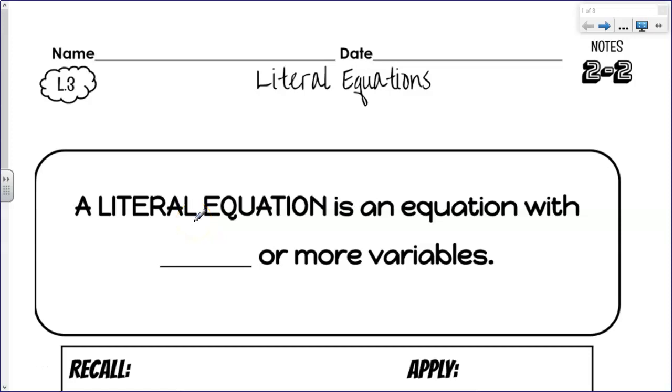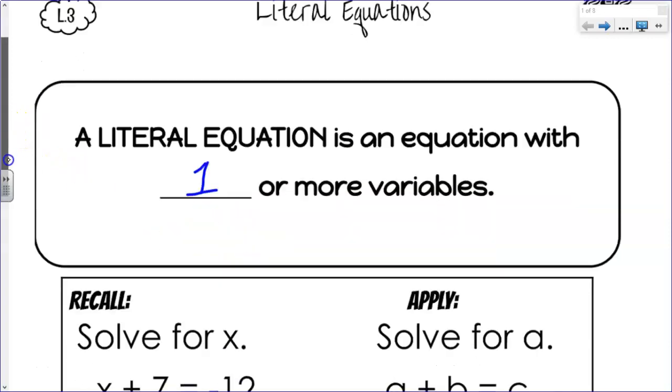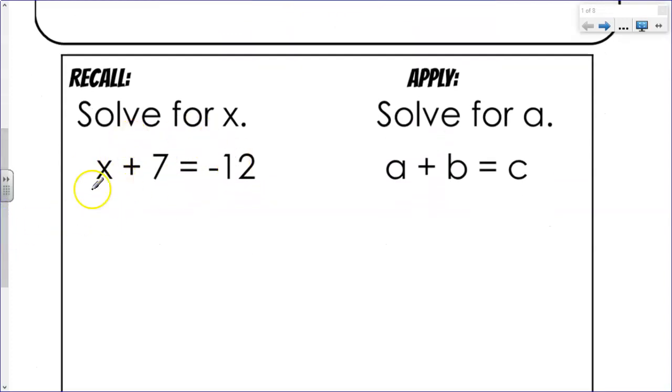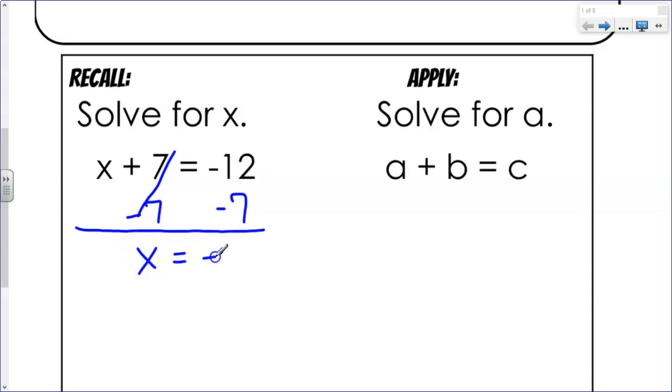All right, guys, today we're going to talk about a literal equation. A literal equation is an equation with one or more variables. Okay, so let's look. If we have this simple equation here, we know we're going to solve by doing the inverse operation of -7 on both sides. Whatever we do to one side of the equation, we do to the other. That cancels out. I'm left with x equals -19.